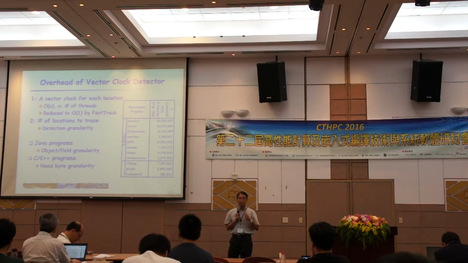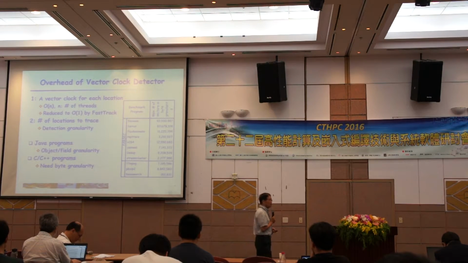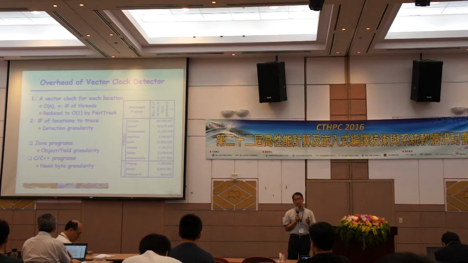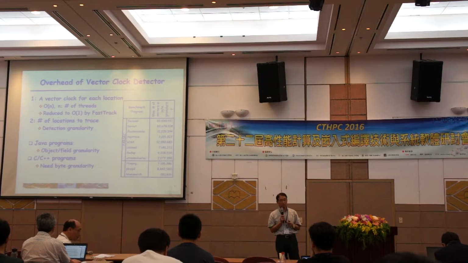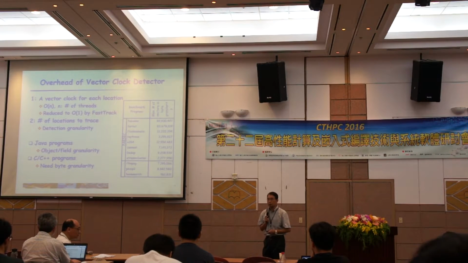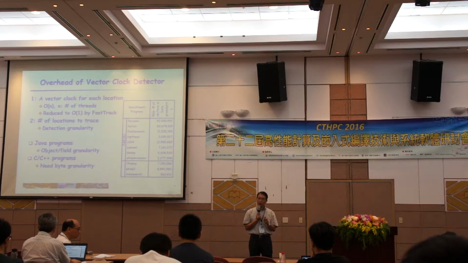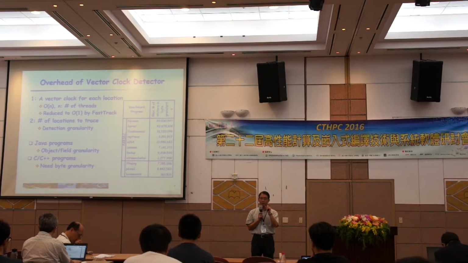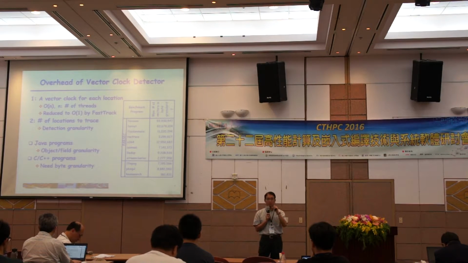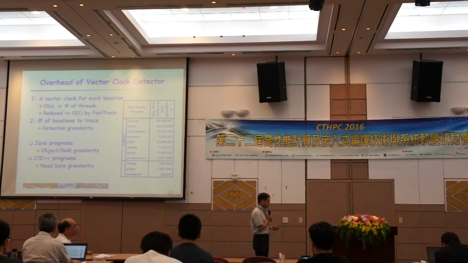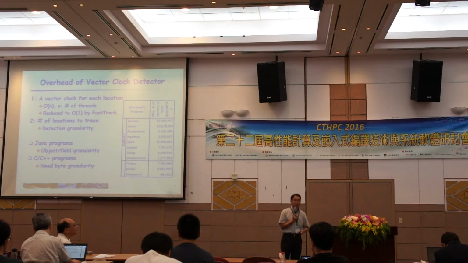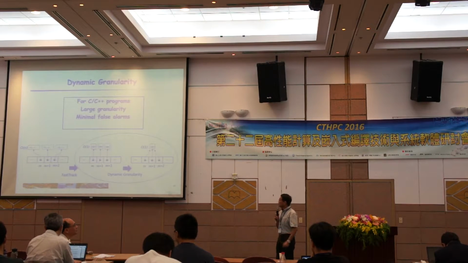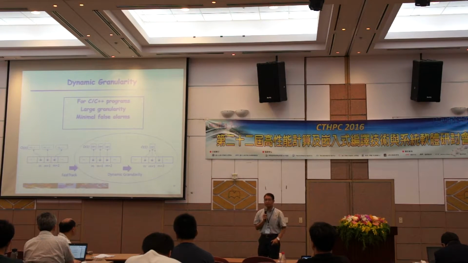So how can we make things better? The first thing is, let's look into the Java and the C program. What's the difference? One is object, one is byte granularity. Can I make the granularity bigger in order to reduce the memory overhead? Because every object, every variable I only access once for each time frame, I can reduce the amount of work for each time frame. So this is one of the ideas.